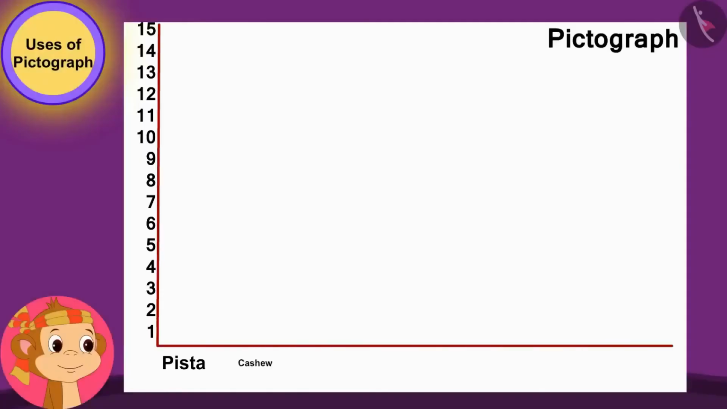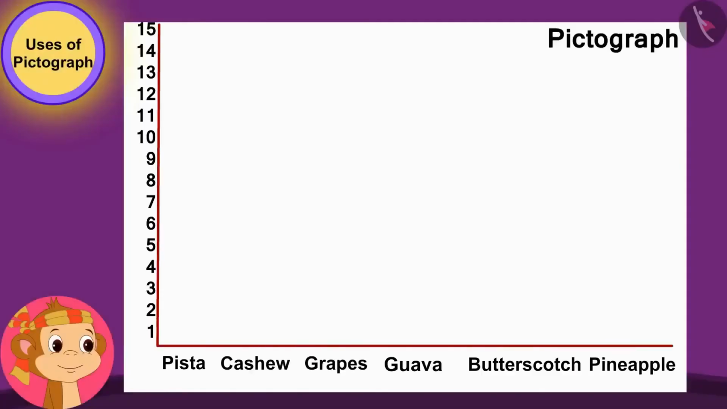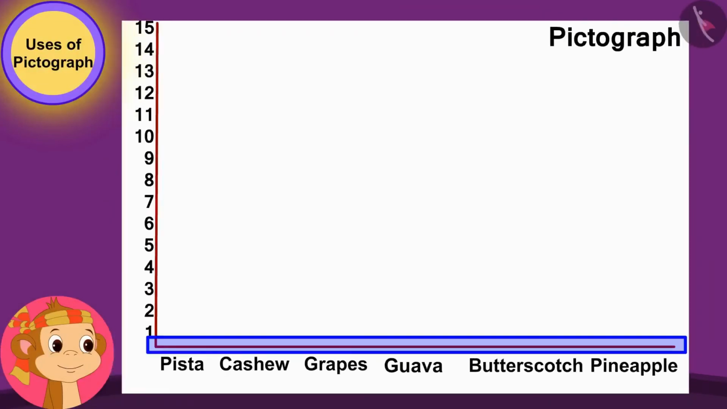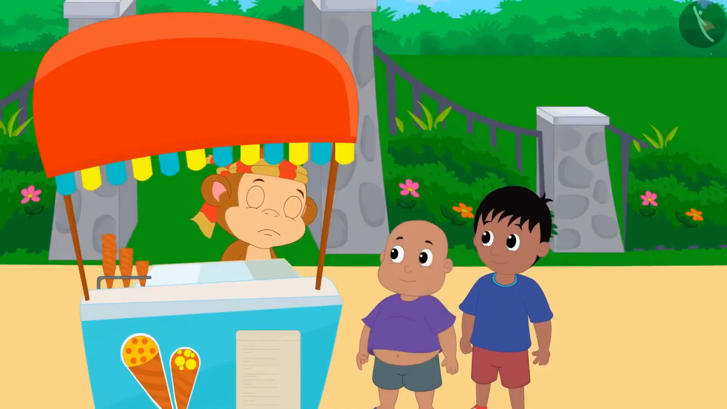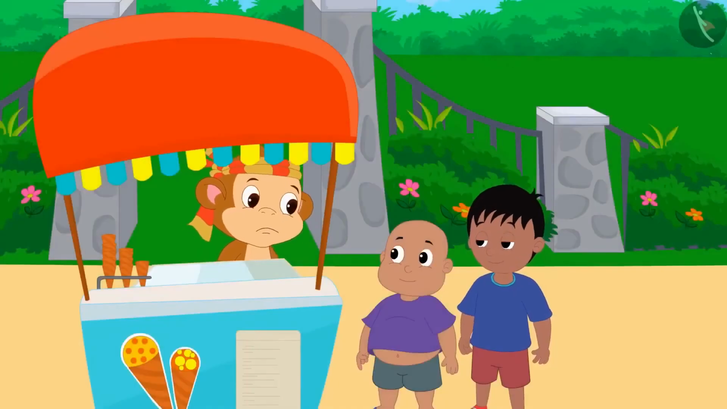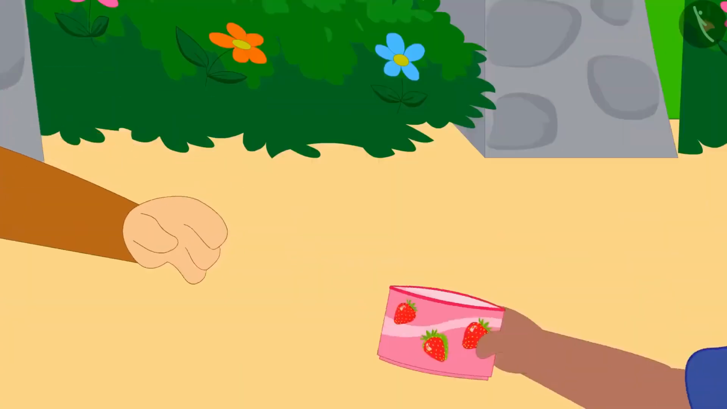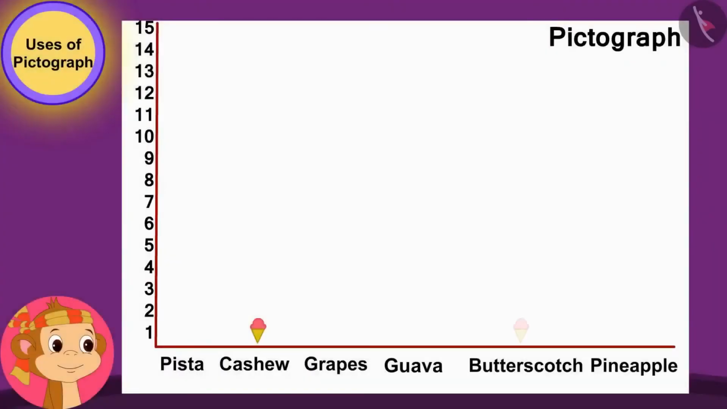The next day, Babban made a pictograph in this way. On the lower line, he wrote the names of different types of ice creams. Then, he asked every customer visiting his stall the name of the ice cream they liked. He showed the choices of each customer by making a symbol of an ice cream cone.